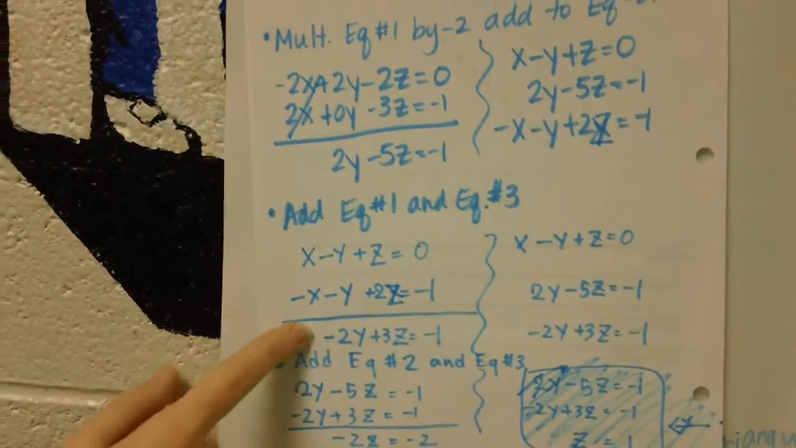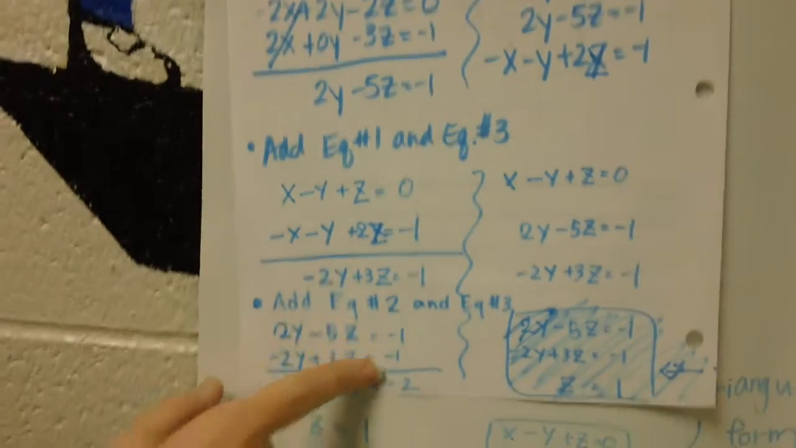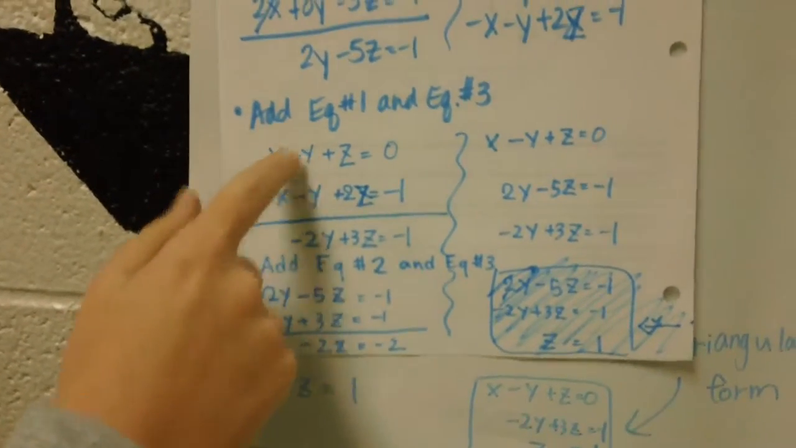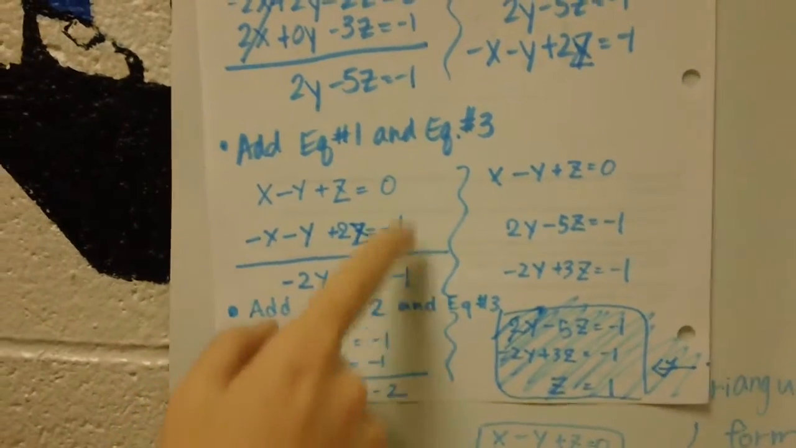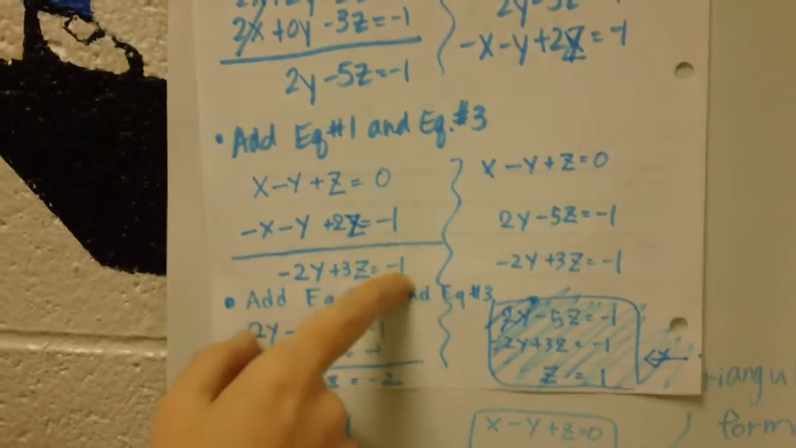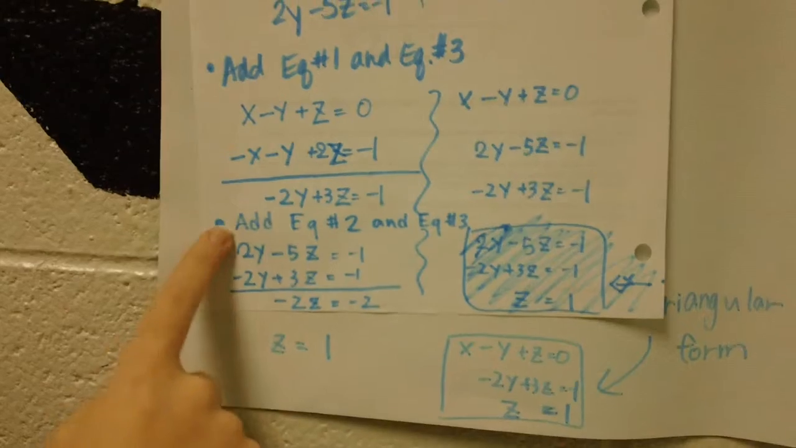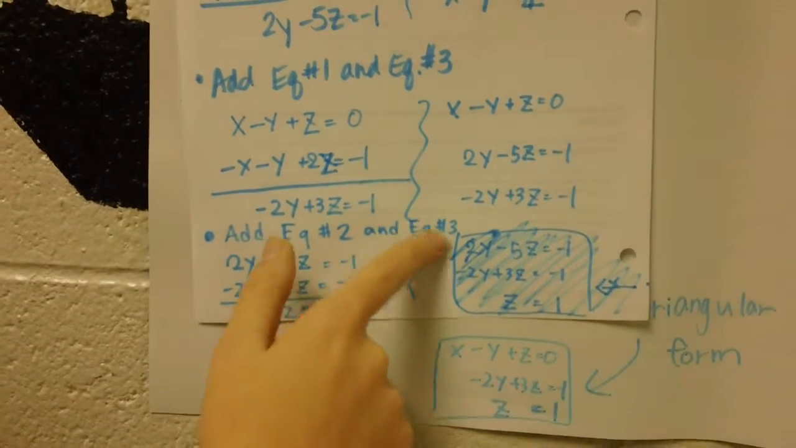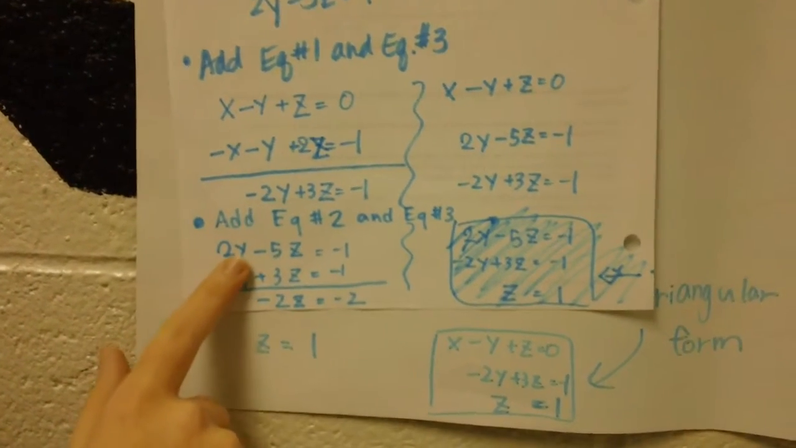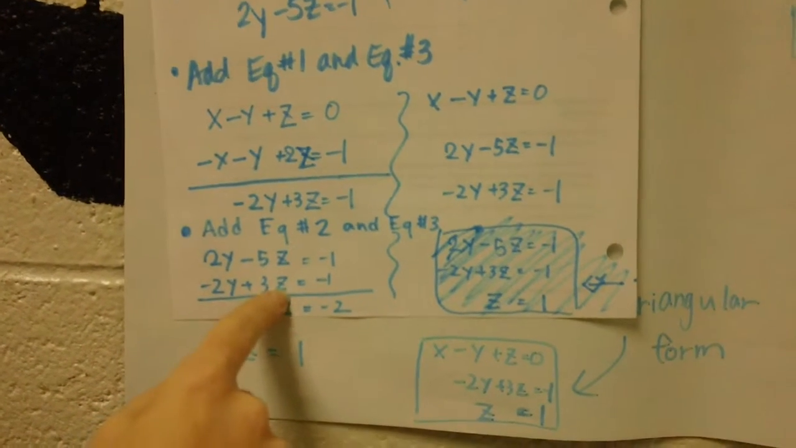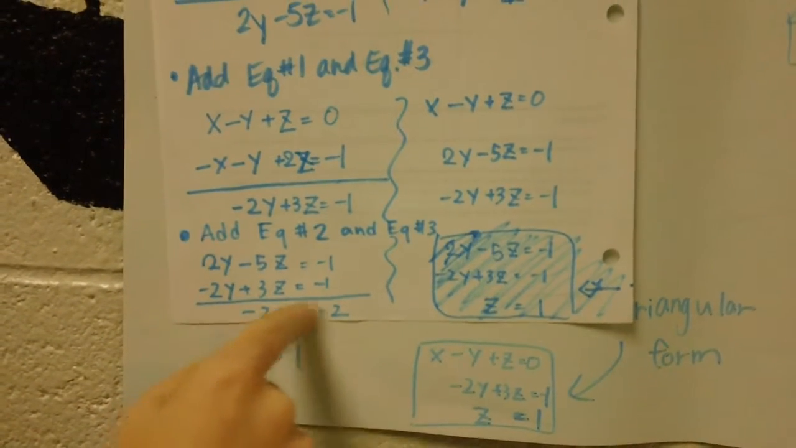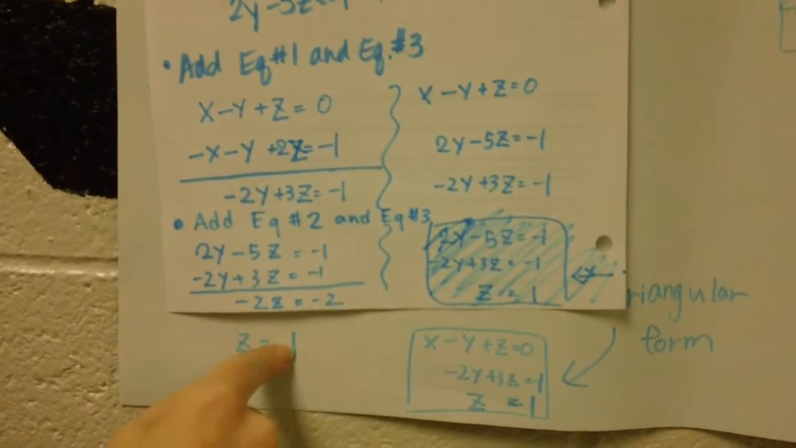So you go x plus negative x would give you nothing, and then negative y plus negative y equals negative 2y, z plus 2z equals 3z, 0 plus negative 1 is negative 1. And then you add equation number 2 to equation number 3. So you would get 2y minus 5z equals negative 1, negative 2y plus 3z equals negative 1, negative 2z equals negative 2, and z equals 1.